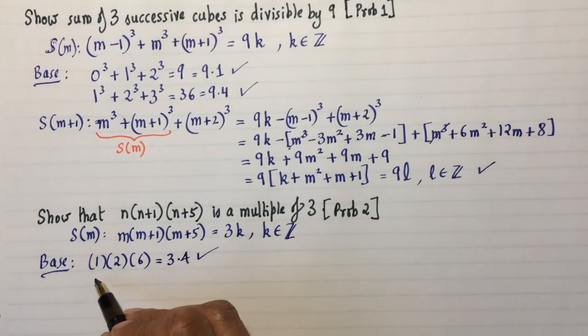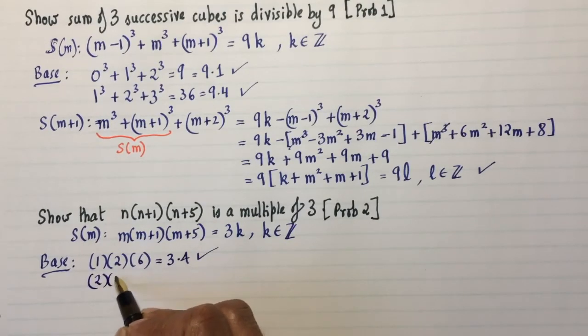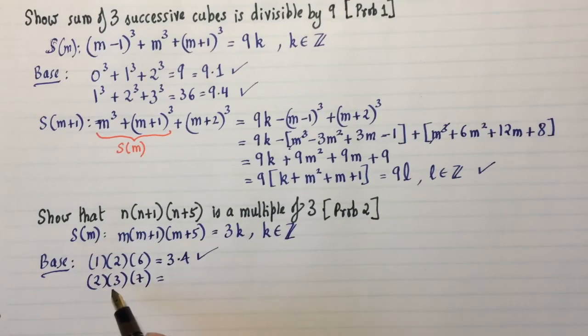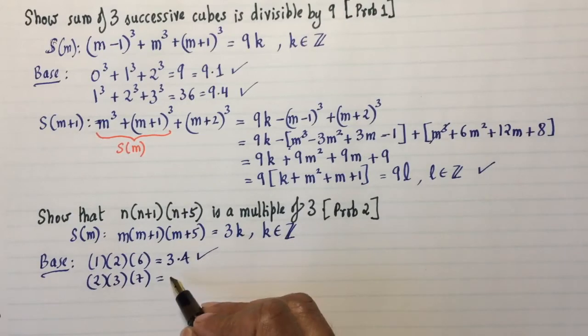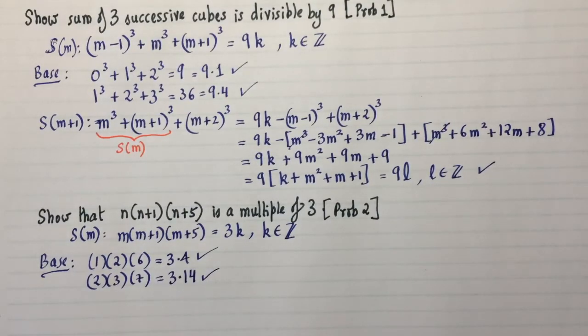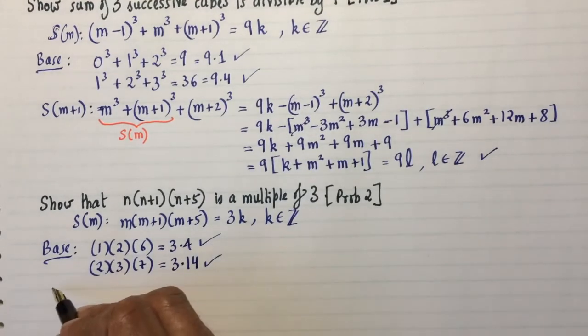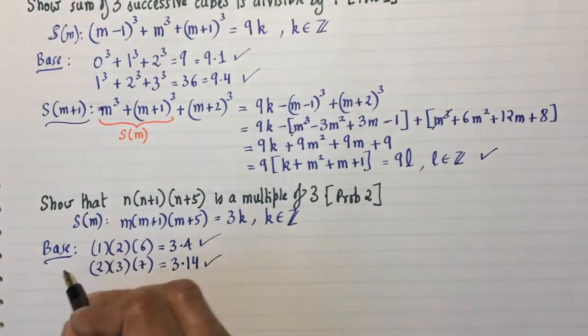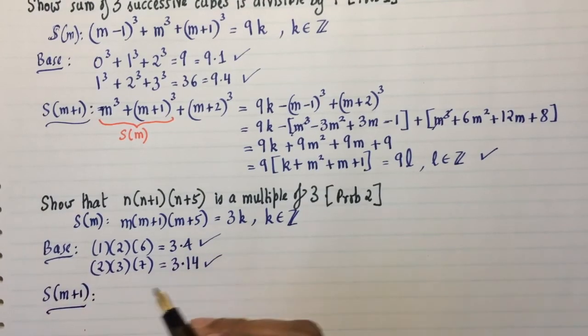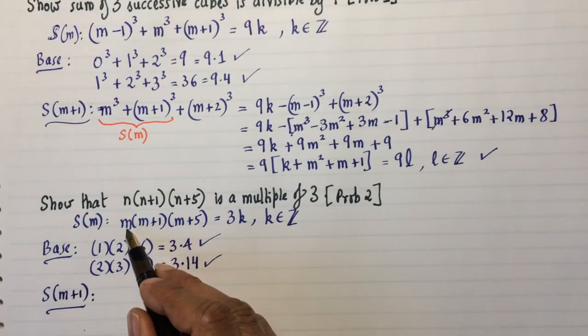Let's try m equals 2. That's going to be 2 times 3 times 7. 7 3s are 21, 21 2s are 42, and 42 is 3 times 14. So that works too. All right, now let's try to show the truth of the statement S of m plus 1. To establish S of m plus 1, we need to work with the left-hand side.